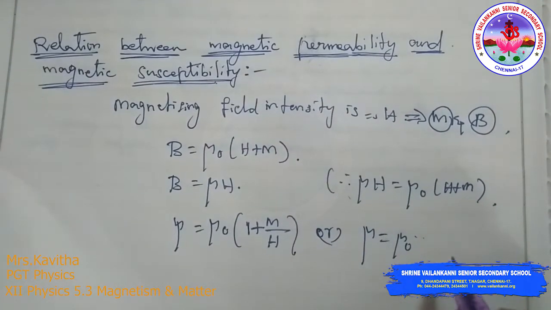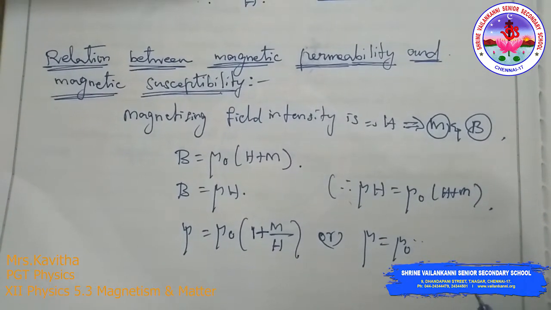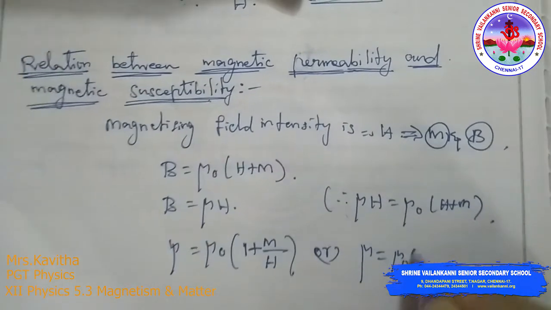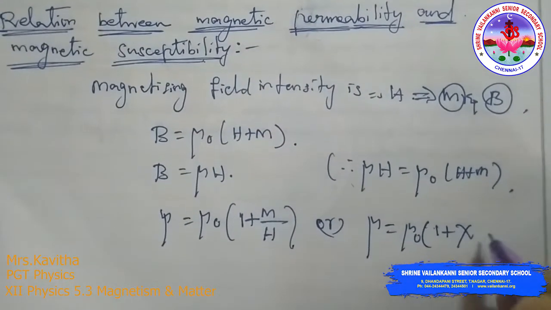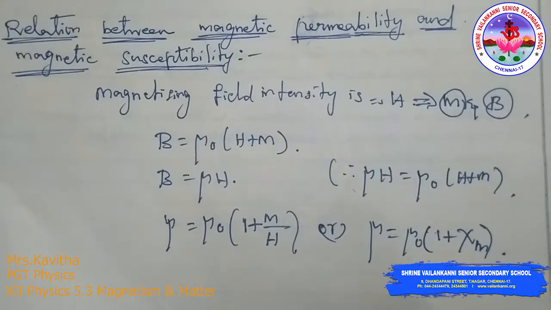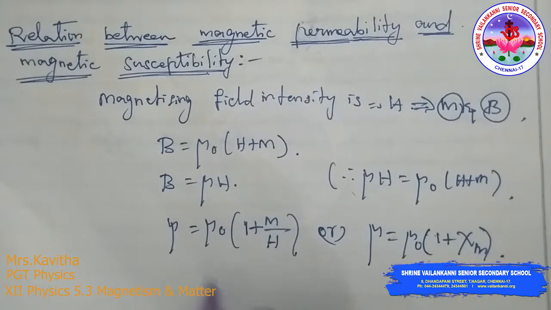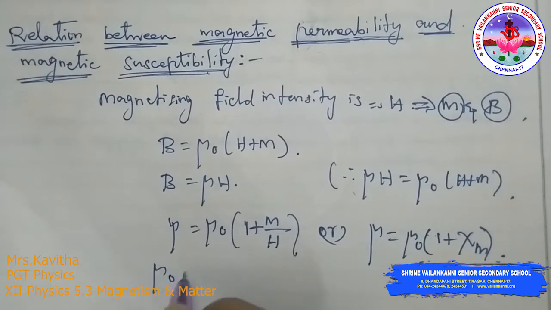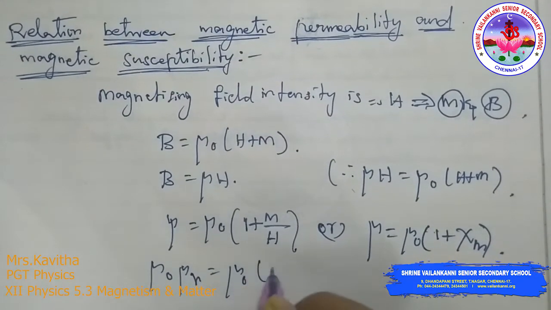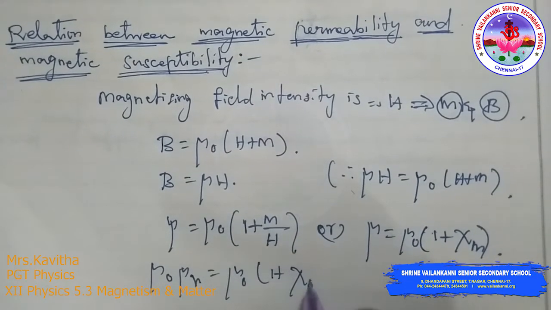Here M is nothing but the magnetization, and H is the magnetic field intensity. So M by H we can relate with the magnetic susceptibility chi m. Is it right? Can we write this? Right. Or we can write mu naught mu r, which is equal to mu naught into 1 plus chi m.